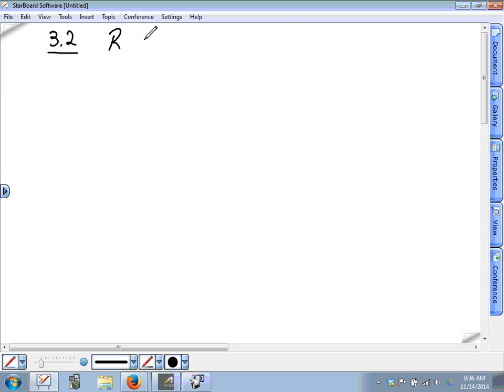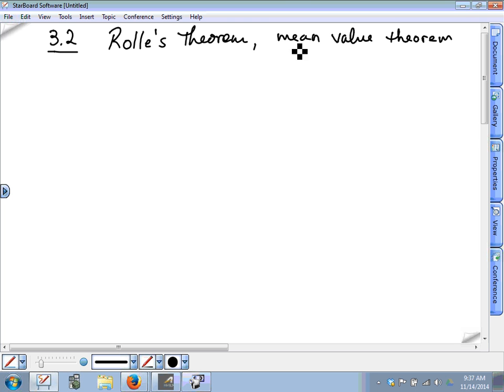So let's get started. We got 2 theorems to learn about today. One's called Rolle's theorem. Another one's called the mean value theorem. This word mean is the mathematical definition of mean. Average. Mean value is kind of like average value, right?